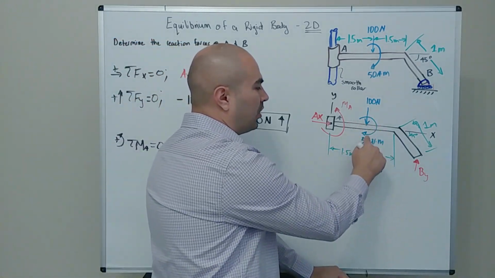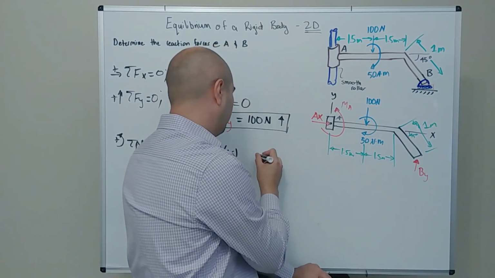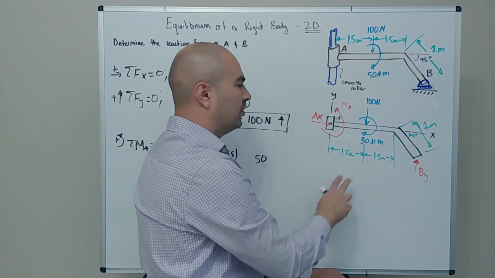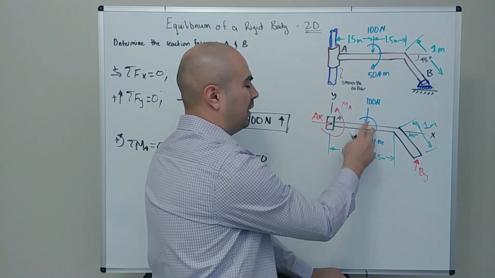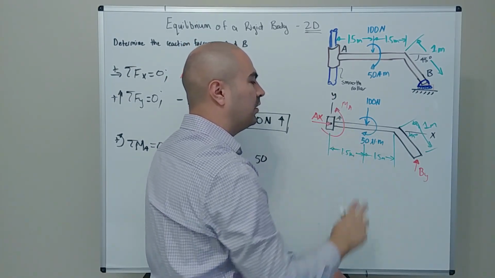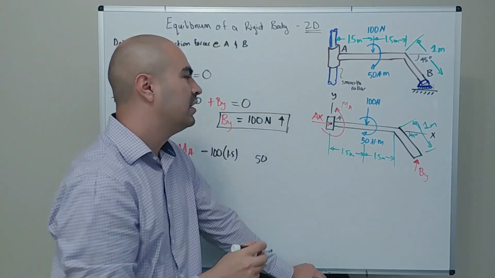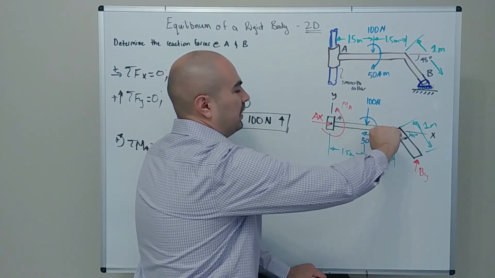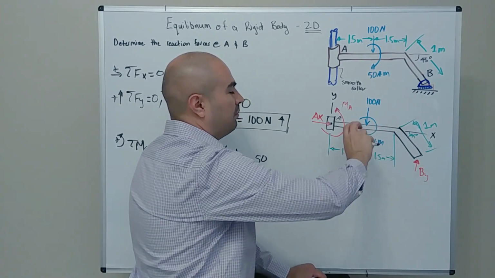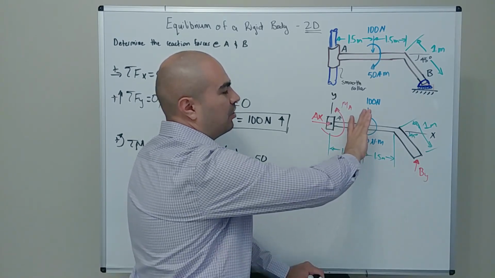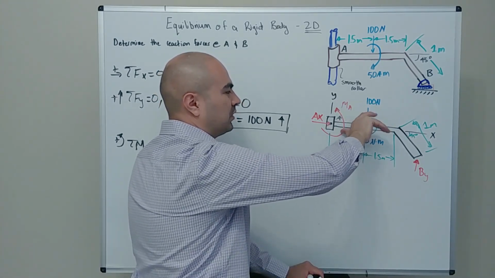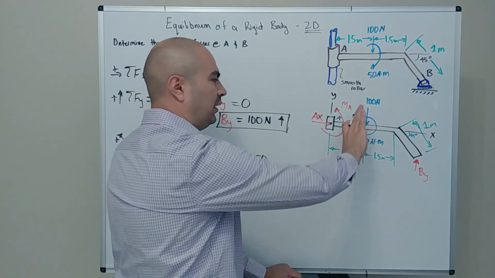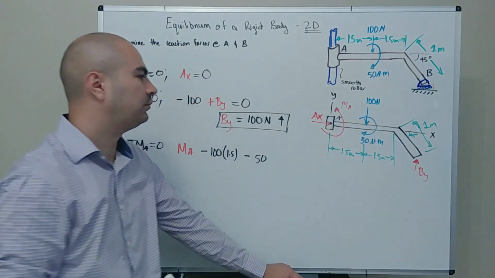We also have a couple moment there. It's 50. Look at the unit. This is already force times distance, so I don't need to multiply this by any distances. It's already a moment by itself, a couple moment. The only thing I need to worry about is the way it makes the body rotate. Right now it's in this direction, which is a clockwise or a negative moment. So minus 50 because it's a negative couple moment.